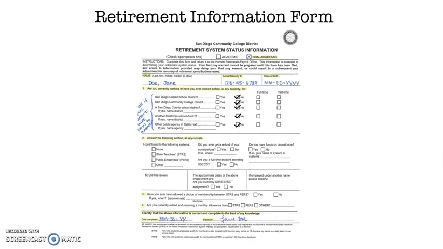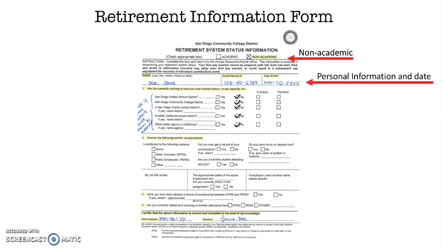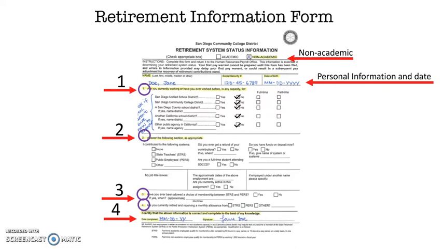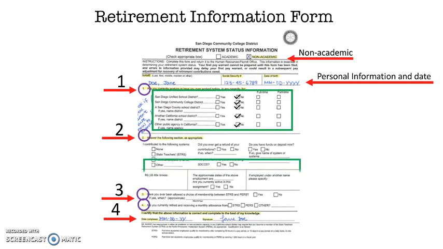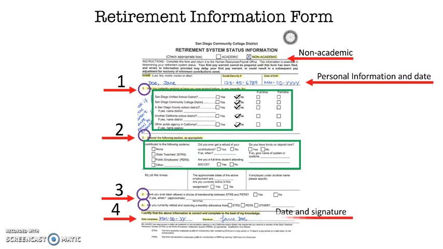The retirement information form looks like this. Here you will indicate that this position is non-academic, and you will complete it with your personal information and date. Then complete parts 1, 2, 3, and 4 if applicable. If you answered no to all the questions on part 1, then it is likely that you have not contributed to any of the systems mentioned in part 2. Write the date and sign.